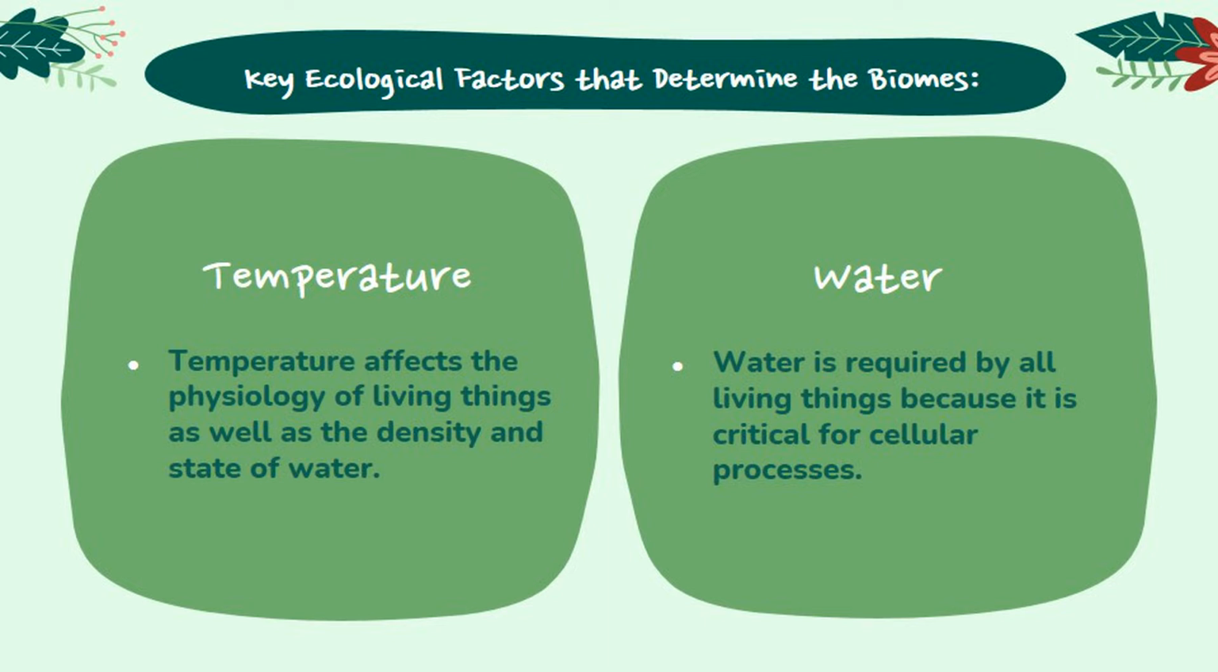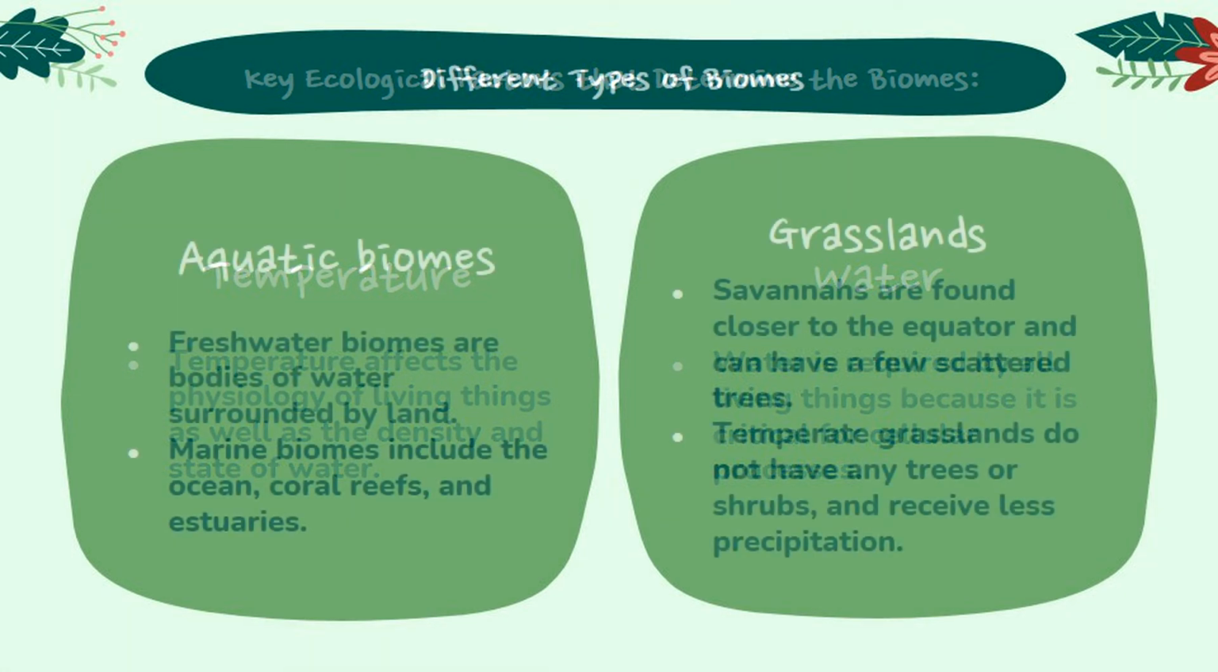Temperatures can limit the distribution of living things. Animals faced with temperature fluctuations may respond with adaptations, such as migration, in order to survive. Water is required by all living things because it is critical for cellular processes. Since terrestrial organisms lose water to the environment by simple diffusion, they have evolved many adaptations to retain water.